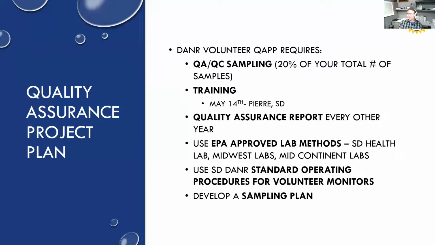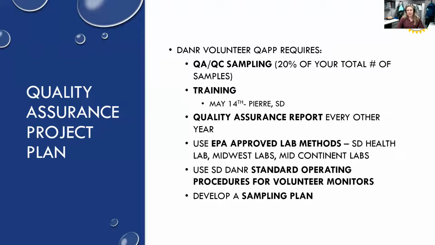So Jesse mentioned that two of the main goals of the volunteer monitoring program are high quality and unbiased data. And this is the document that lays out some of the rules to follow to achieve that. It's called the Quality Assurance Project Plan, or QAPP to shorten it up. One of the things outlined in that is that 20% of your total number of samples needs to be quality assurance and quality control samples, so QAQC. We'll explain what that is in the next slide.